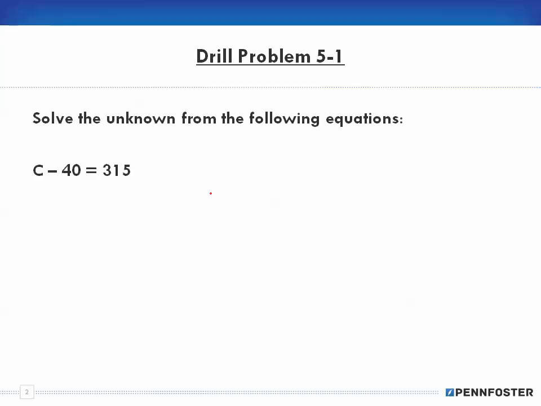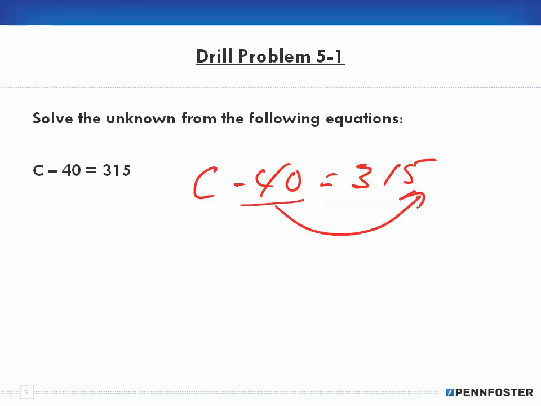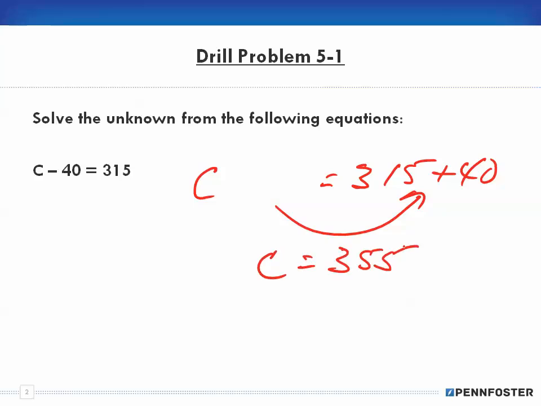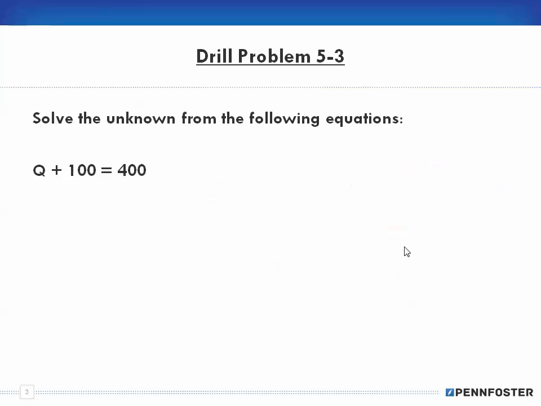Let me redo this real fast. It was C minus 40 is equal to 315. And again, all I did was take this and move it over here, changing the sign, which means I can now get rid of that. And I now have C is equal to 355. Okay? All right, next problem.